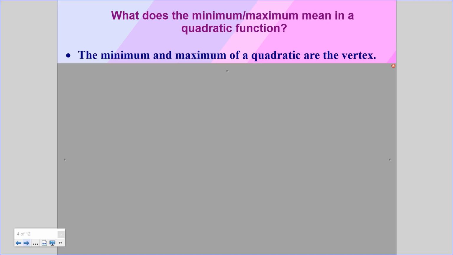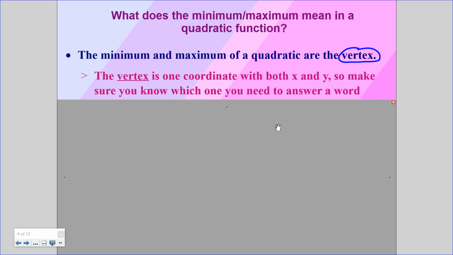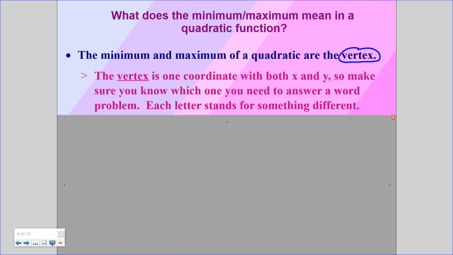Okay, anyways. So now let's talk about, when we're analyzing word problems, what the maximum and minimum mean in a quadratic function. So remember that the minimum and maximum of a quadratic do represent your vertex of that parabola. It's a high or a low point. So the vertex is one coordinate with both x and y. So make sure you know which one you need to answer a word problem. Each letter stands for something different.